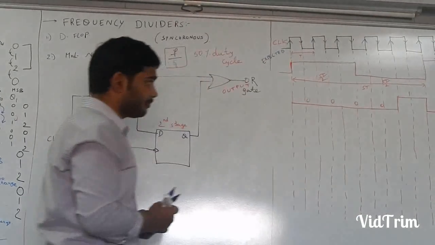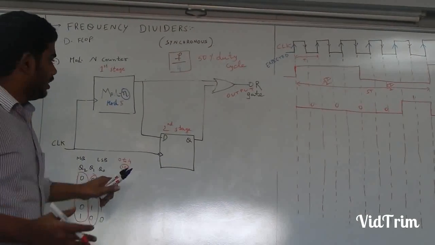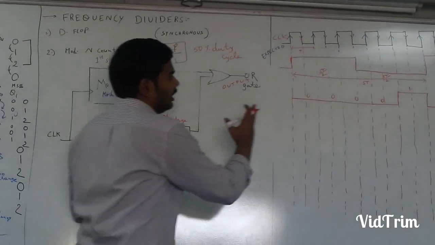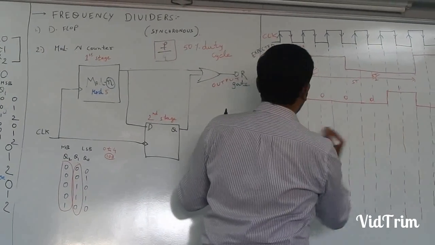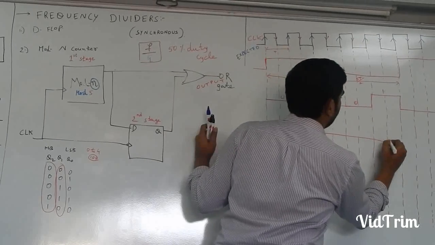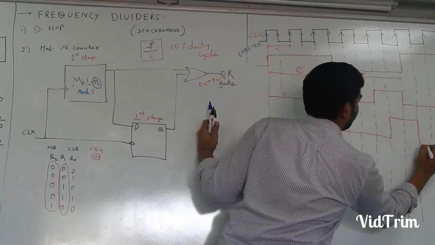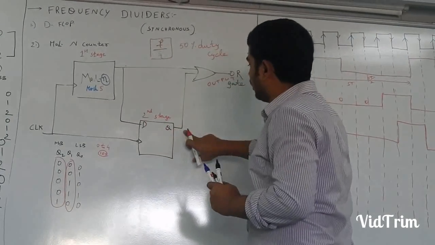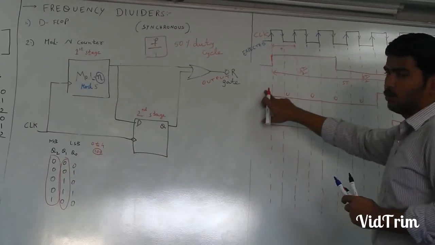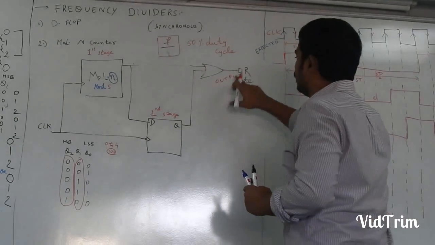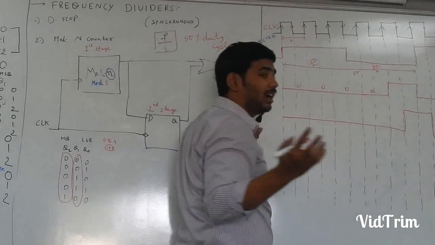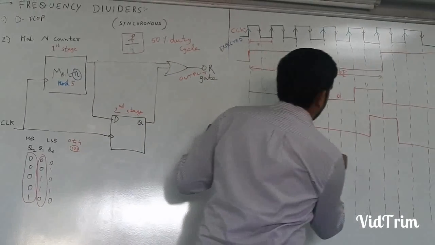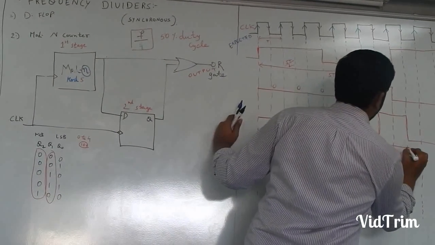1. Now, similarly, sending this to a flop and catching it at negative edge means delaying this particular one by half a clock pulse. Means the waveform would be like this. And ORing these two, the delayed output and this output, we get the output, our frequency divider. So it's something like this.